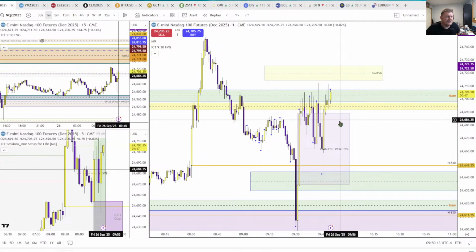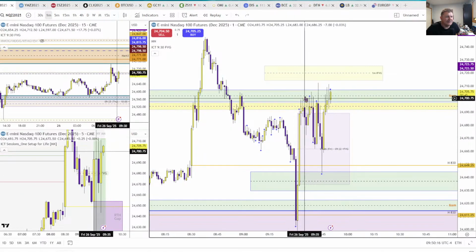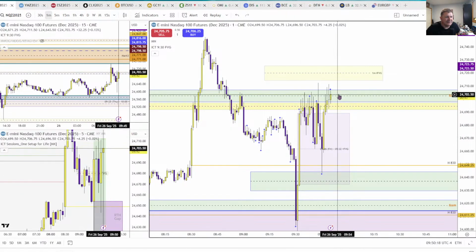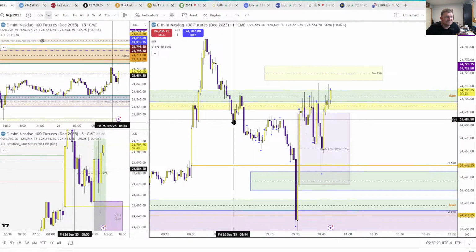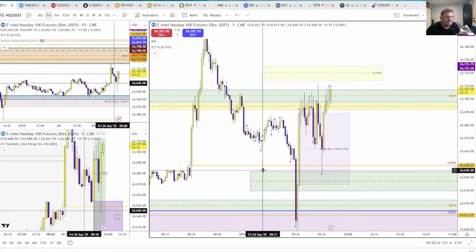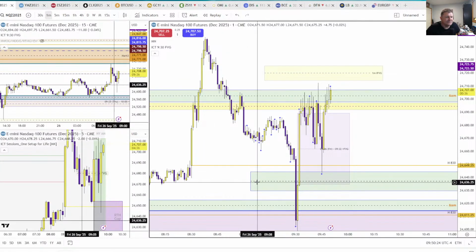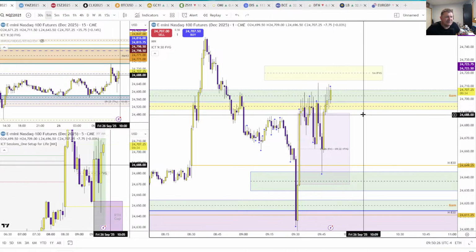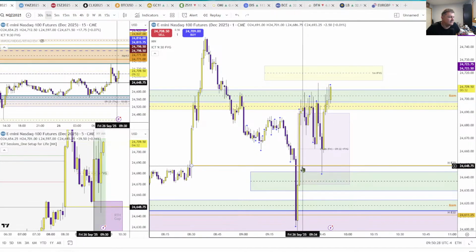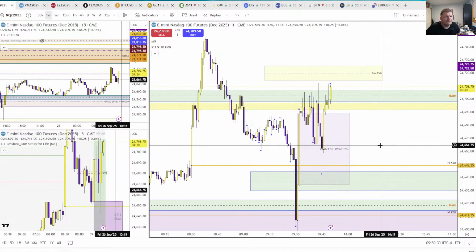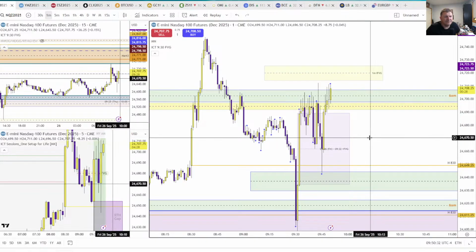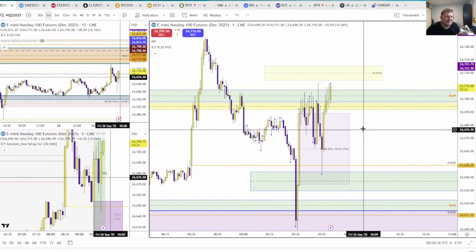Did you guys mark off your 6 a.m. candle? Tell me that's not an important candle. Look at that sucker. Getting chewed and tattooed. Now it's going long. It's green. It's going long.